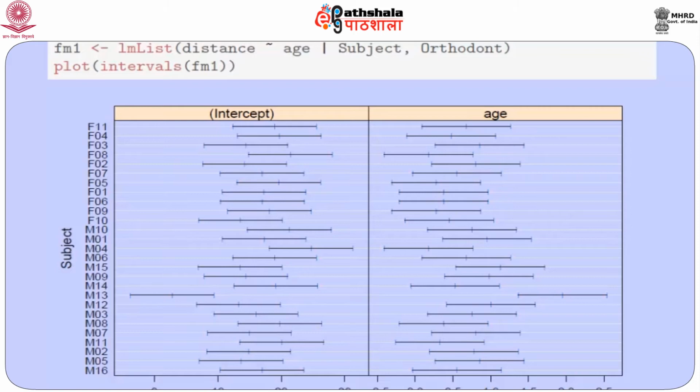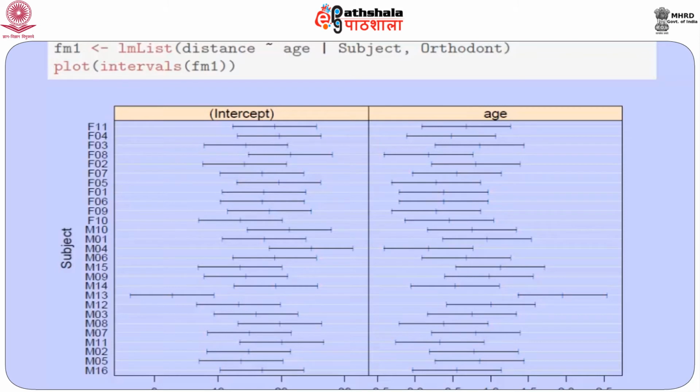And when we plot this along with their confidence intervals, what do we see? We see that both in terms of intercept and in terms of age, there is a variation. The intercepts and the age coefficients are not in a straight line, but are scattered, so some are on the right side and some are on the left side, meaning that there is individual level variation. This is the unique feature of longitudinal data, that it allows us to explore this individual variation.